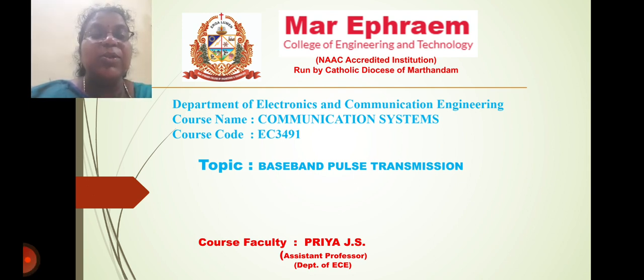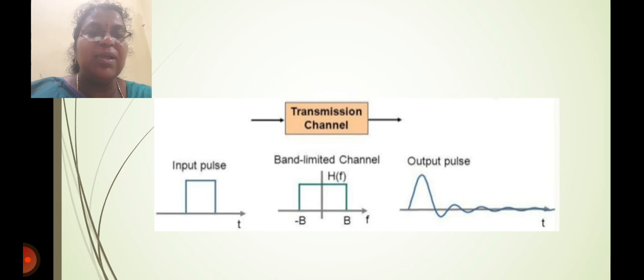Today, let's discuss the topic baseband pulse transmission from communication system. Before going to the topic, let's see what we mean by baseband transmission. We know that in communication, all the signals are modulated before transmission. But baseband transmission refers to transmission of a signal without modulation. This is an example of a transmission channel which is a band limited channel. That is, in a band limited channel, when an input pulse is applied, the output will seem to be dispersed in nature.